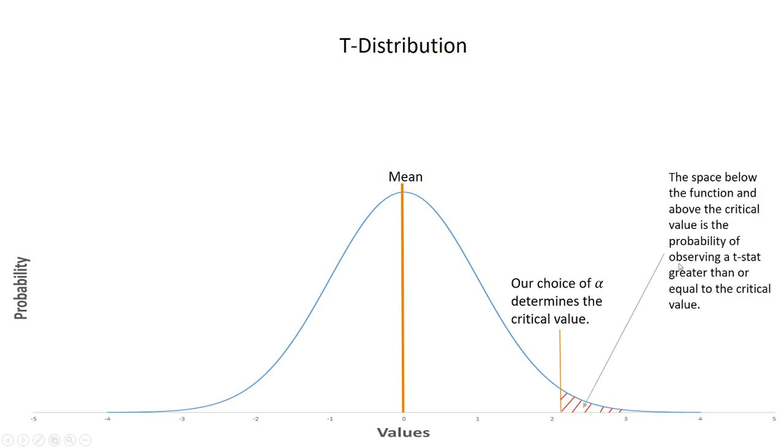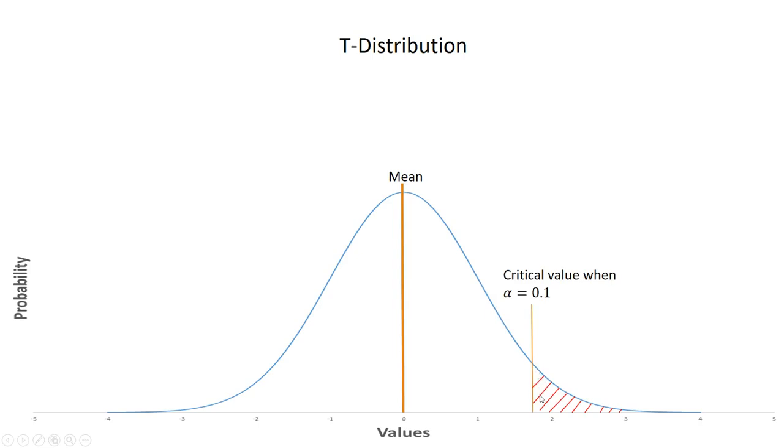The space below the function, to the right of the critical value, is the probability of observing a t-statistic greater than or equal to the critical value. This is equal to alpha. This space here is equal to alpha. It's the probability of committing a type 1 error. If we're willing to accept more type 1 error, then we would move the critical value back.